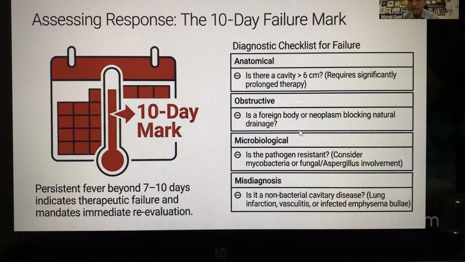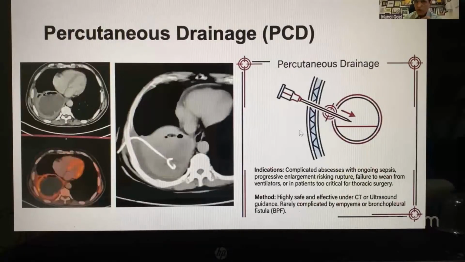And there could be a microbiological factor, that the pathogen may be resistant, or there may be other organisms like mycobacteria and aspergillus which may require a different kind of antimicrobial therapy, or there could be an alternative diagnosis like a non-bacterial cavity disease like lung infarction, vasculitis, or an emphysema bulla which is filled with fluid. Now, percutaneous drainage is an important minimally invasive procedure. I won't say it's a surgical procedure because it's done by the interventional radiologist, maybe in the ultrasound room or maybe in the CT scan.